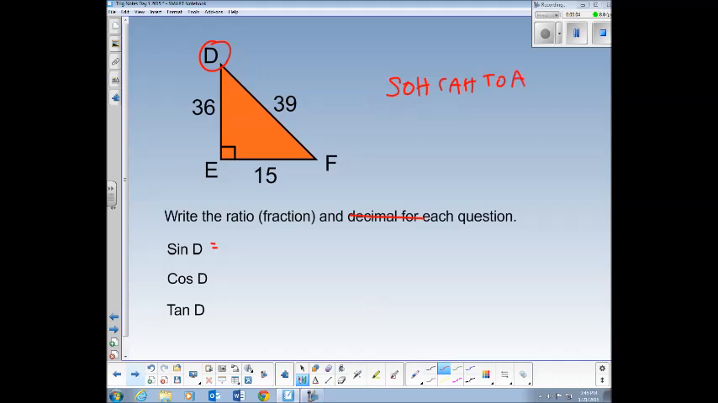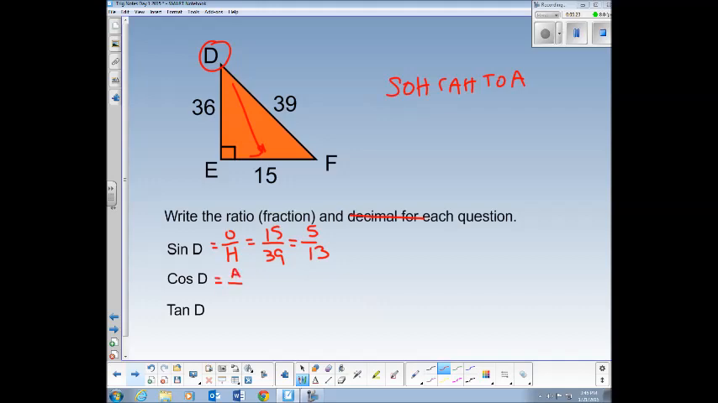SOHCAHTOA. So sine is O over H. So my opposite for that angle is the 15. My hypotenuse is 39. Remember that all fractions must be reduced, and I get 5 over 13. Okay, I'm going to do it for cosine of d next.